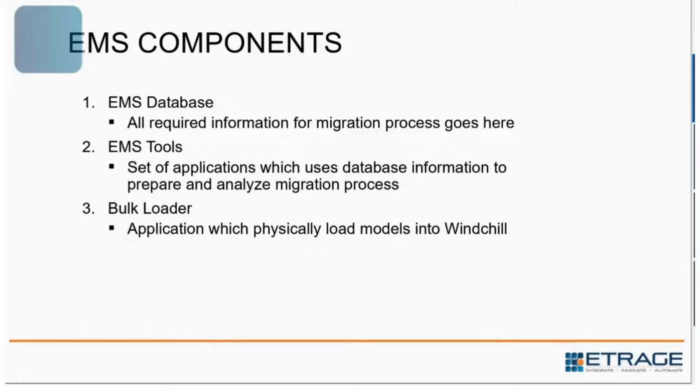On this slide, we can see the most important components of the ETRAGE migration system, and those are this EMS database, and this is the main component of the system. All required information for the migration process goes here. The second is EMS tools, and this is a set of applications which uses database information to prepare and analyze the migration process. And the third is bulk loader, and that is the application which physically loads models into the Windchill.